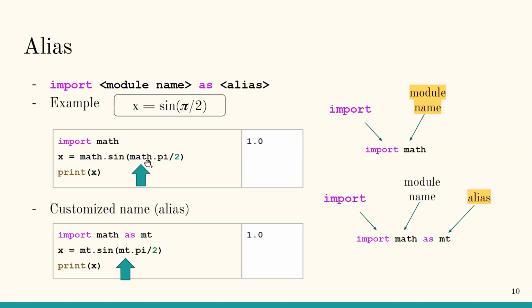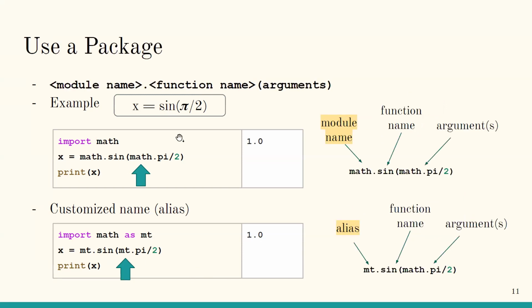Now we think that, okay, this math is just too long. We don't want to type this every single time. So we give an alias to this math library, import math as MT, and you will have to just use MT as the name for this library. Okay, so import math or import math as MT, and then you will use MT for the rest of your program. Okay, so pretty easy. What's the difference between these two?